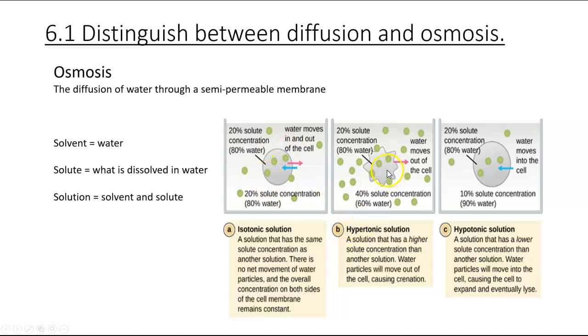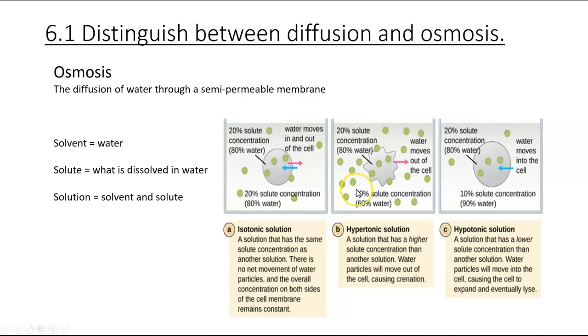If we take that same cell, so here's the cell, the green dots are the solute. We have 20% solute, 80% water inside the cell, but we have a higher amount of solute on the outside in this example. So there's lots more of these green dots. In this example, they took 40% solute on the outside, which gave us 60% water to get us to 100%.